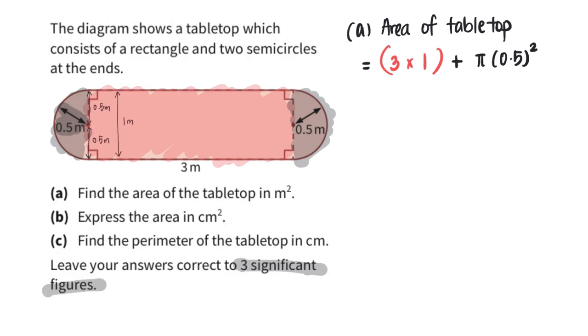Leave our answers to three significant figures. So let's see what this gives us. This will give us a final answer of 3.7854 to about 5 significant figures, followed by 3 significant figures, 3.79 meter square.